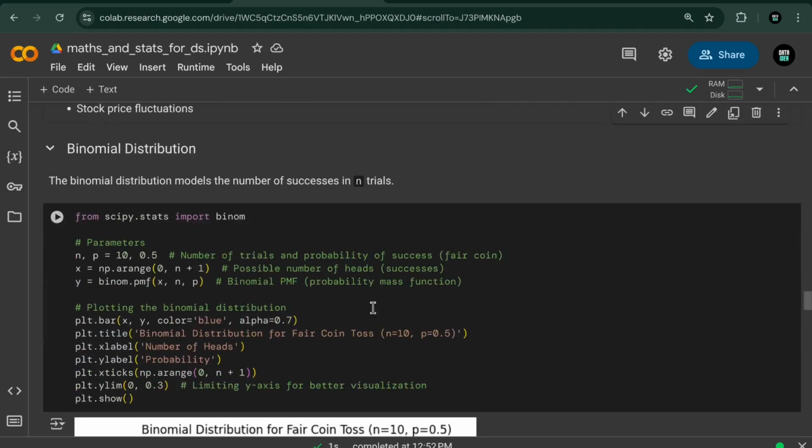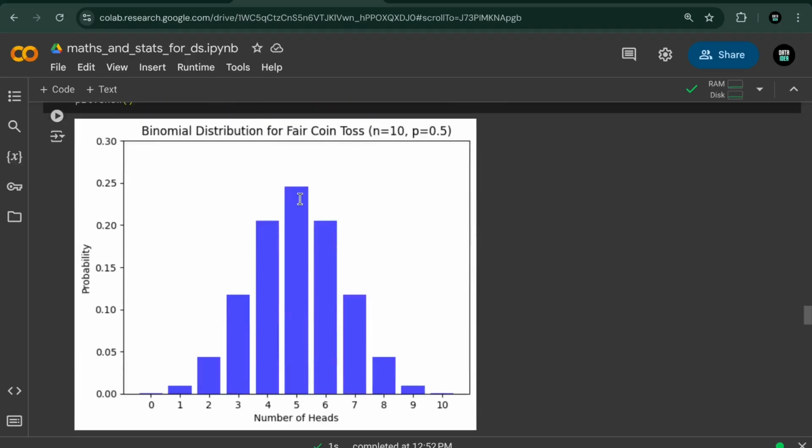The other distribution, which will be the last one that I will talk about here, is the binomial distribution. The binomial distribution models the number of successes in a given number of trials. To illustrate, I have this simple graph. By the way, all these graphs, I have generated them using matplotlib.